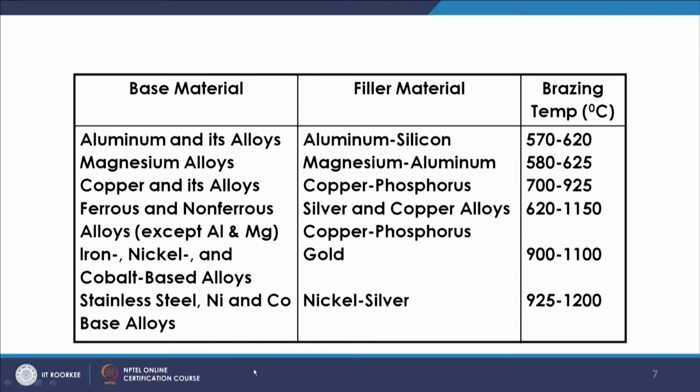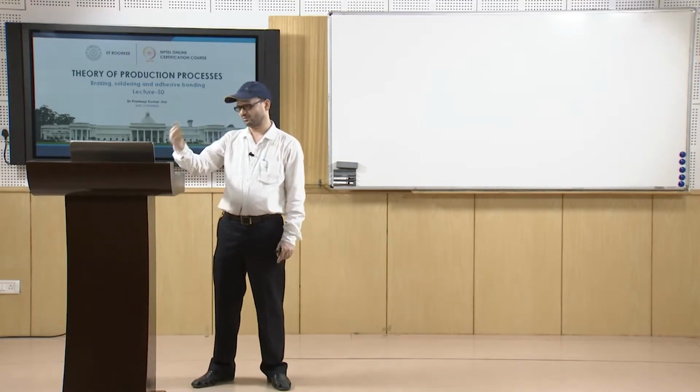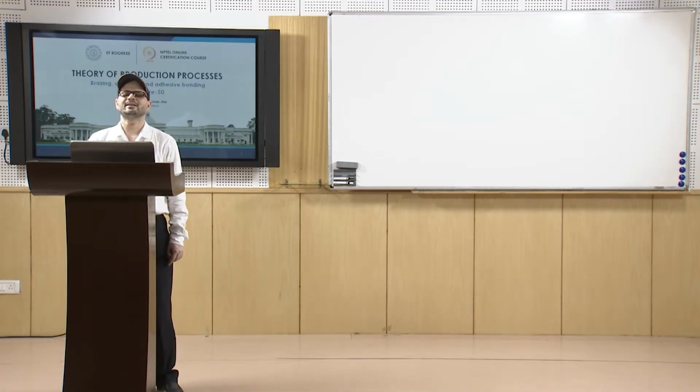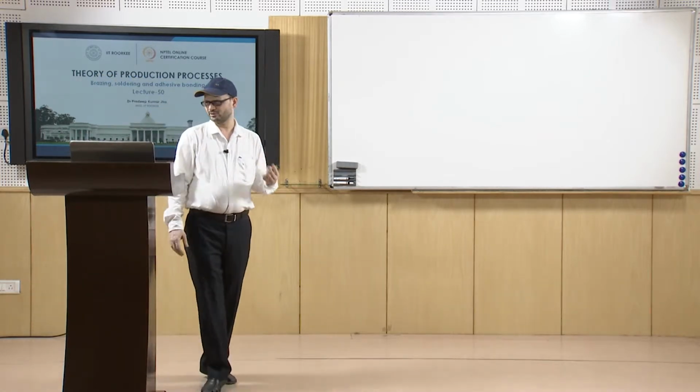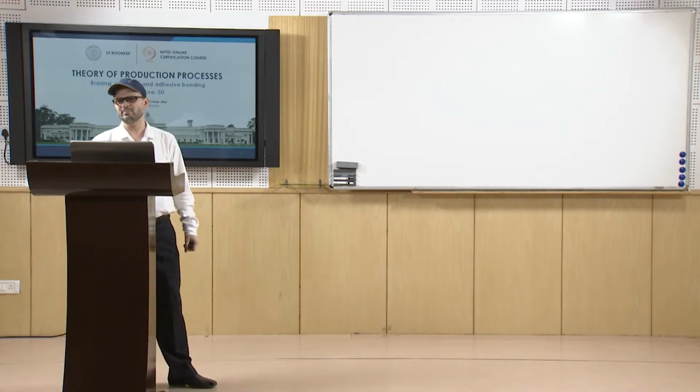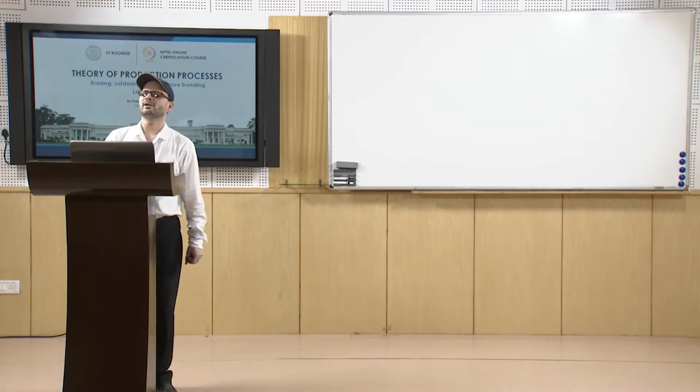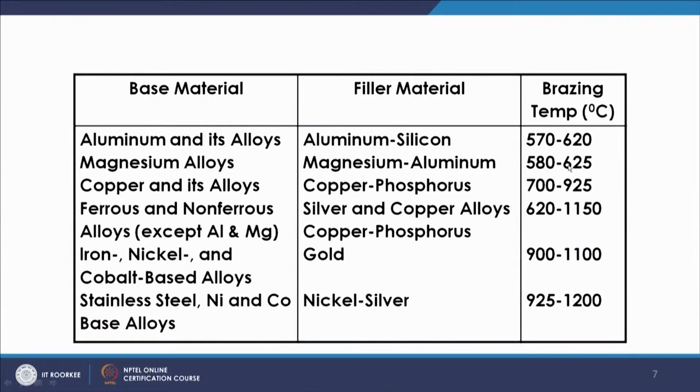All these are the filler materials and their brazing temperatures, and you can see that the brazing temperature is normally less than the melting temperature of the base metal. Suppose 667 degrees centigrade is the melting temperature of aluminum. The brazing temperature is considerably less. Similarly, in any case, what we see is that the brazing temperature is normally smaller than the base material's melting point.